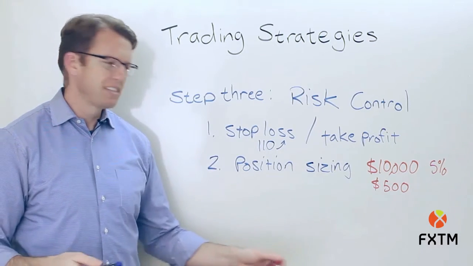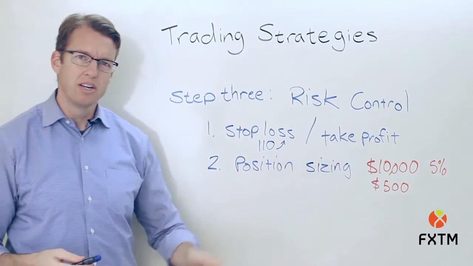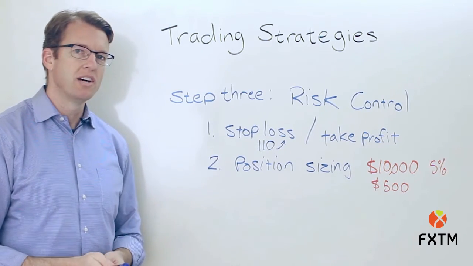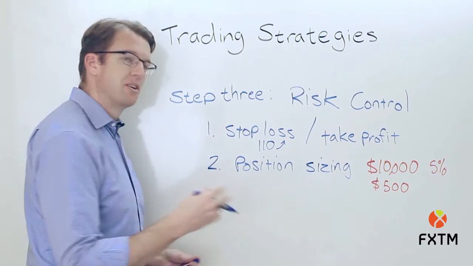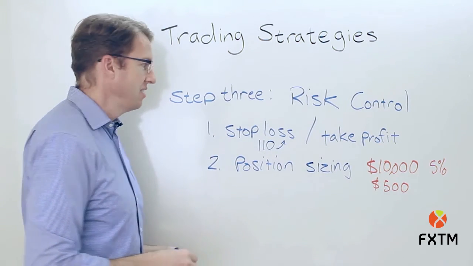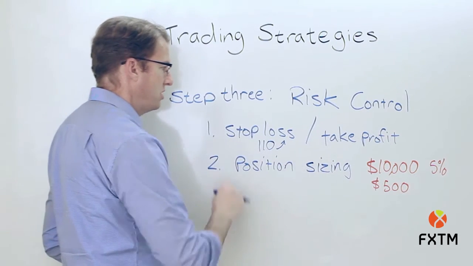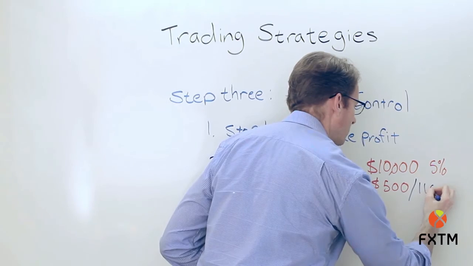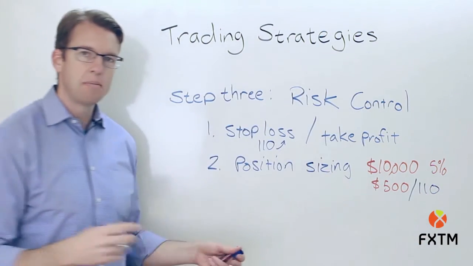Now, to keep our math nice and easy, let's say that this trader is using mini lots where each pip, in this case, is worth $1. Because of the currency pair that they're actually trading, we'll say that the dollar is on the base side of that, so that each pip will be worth $1. So what we would do is take this $500 and divide it by 110 pips, because we know that's where the stop loss is.